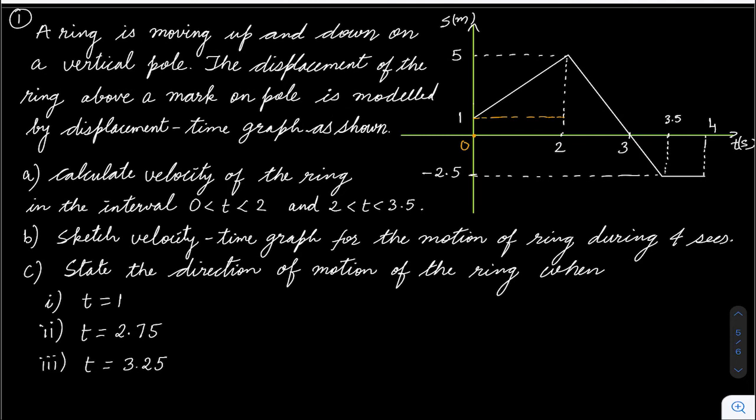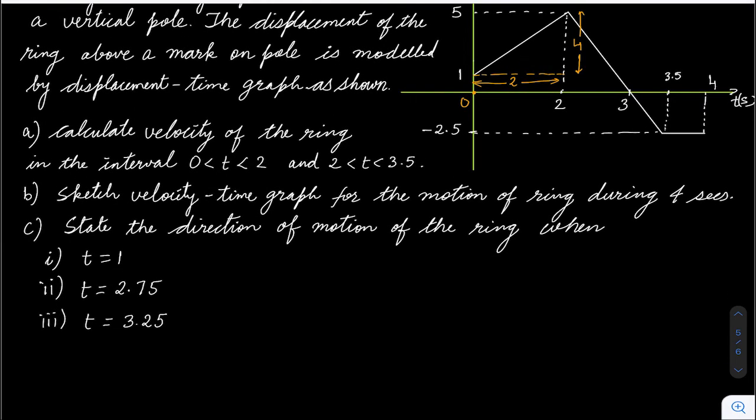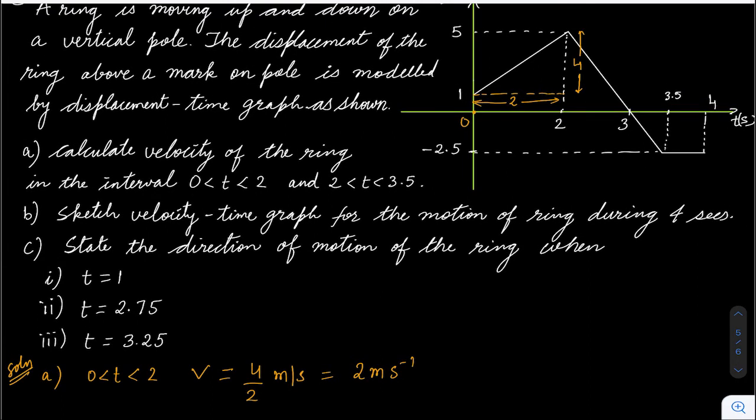So what is this value? This is 2, right? I am going to find rise over run. So this is 2 and this is 5 and 1. So this will be 4. I hope everyone understands this. So this is 2, this is 4. So for the A part, that is time from 0 to 2, my velocity is going to be 4 over 2 meter per second. That is nothing but 2 meter per second. So that is my velocity.